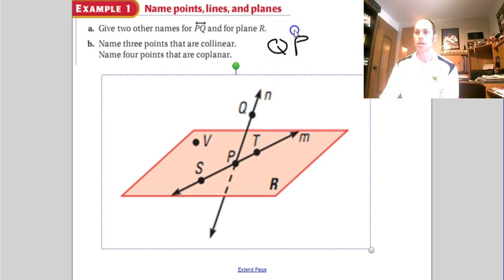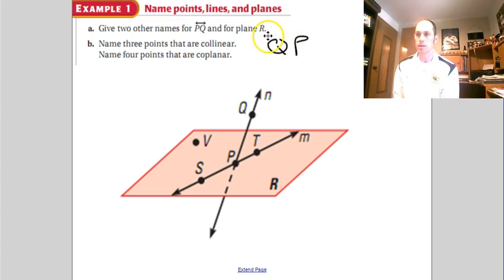Okay. And put the arrowheads on the end. Are there any other points on that line? No. We could also name it by this letter here. So we could also call it line N. Okay.